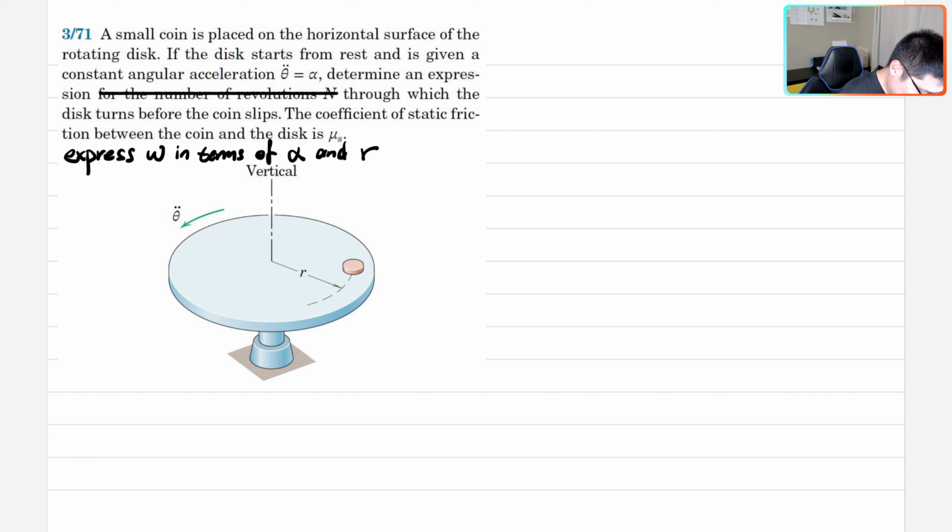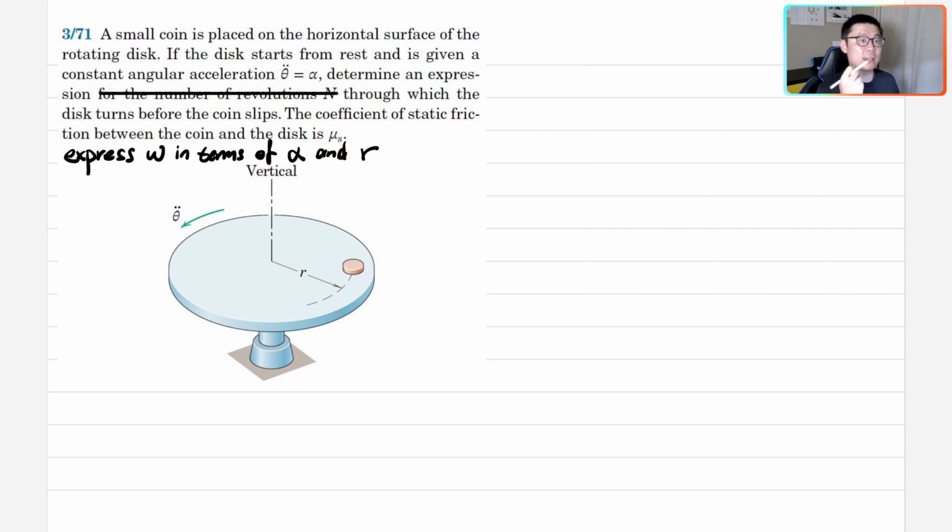We have a small coin that is placed on the horizontal surface of a rotating disk. If the disk starts from rest and is given a constant angular acceleration, alpha, determine an expression, I updated this, determine the expression of omega in terms of alpha and r. Alpha is your angular acceleration, r is the radius, through which the disk turns before the coin slips. And we know the coefficient of static friction between the coin and disk is mu s.